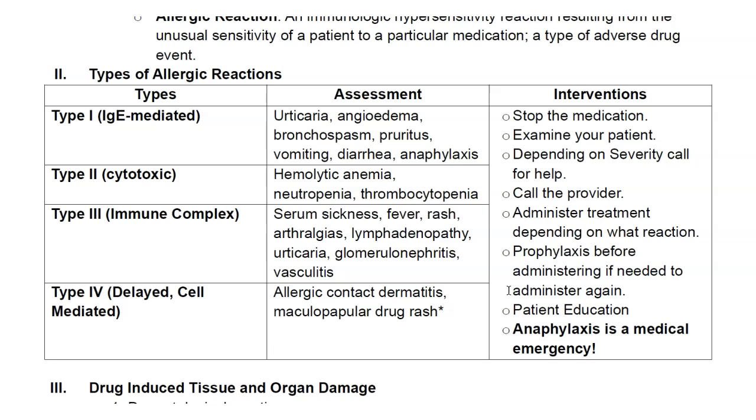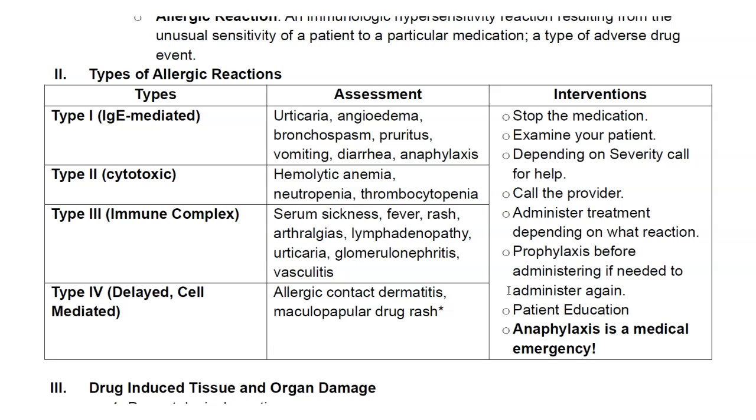Then, depending on what's going on with your patient, you have to use your clinical judgment and critical thinking skills at this point. Depending on the severity, you may have to call for help. One of the people that you want to notify is the provider, who ordered that medication, and the primary provider that's responsible for the patient. In addition, if appropriate, if it's necessary, you may have to administer treatment depending on the reaction.